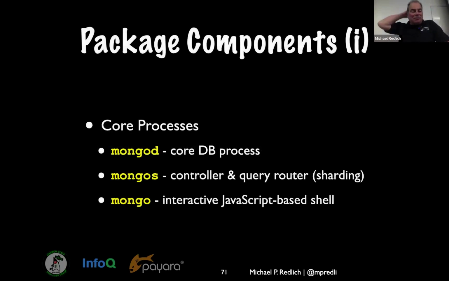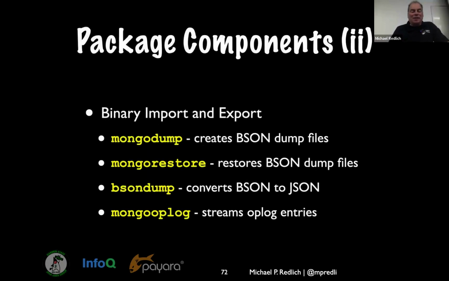All right, so there are some package components here. There's mongod, mongos, this is for sharding, and then of course mongo. And then here's some of the stuff that I showed earlier. There's BSON dump, so that could be converting from one to the other. So I think that partially answers your question. Yeah, I forgot about that one.